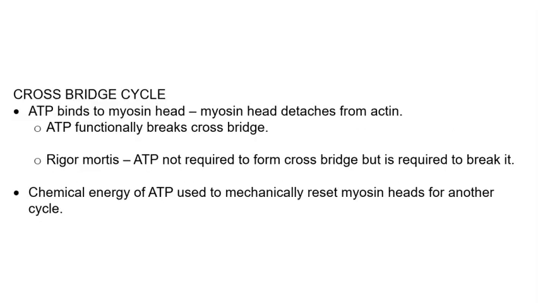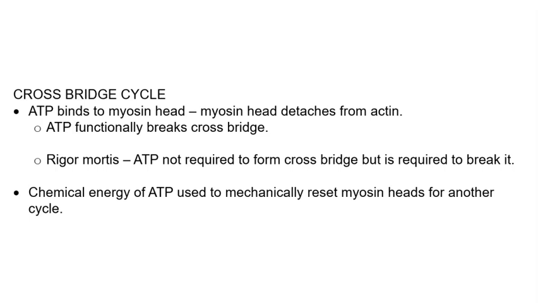Next, what we'll see is that ATP binds to the ATP binding sites located on the myosin heads. The myosin heads will then detach from actin, and what this does is that ATP energy functionally breaks the cross-bridge cycle. In rigor mortis, when someone expires, no new ATP energy is being created. So as we just described, ATP energy is not required to form the cross-bridge, but it is required to break the cross-bridge. So with rigor mortis, muscles will contract due to the formation of cross-bridges. However, the cross-bridges cannot be broken and muscles will remain stiff.